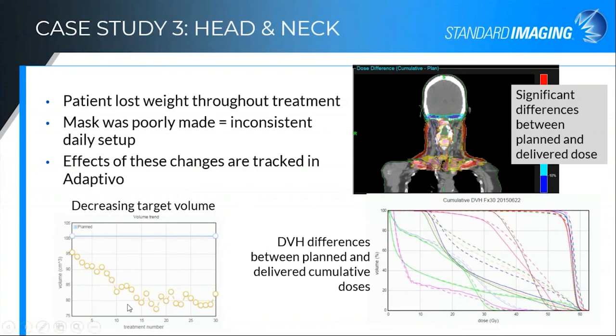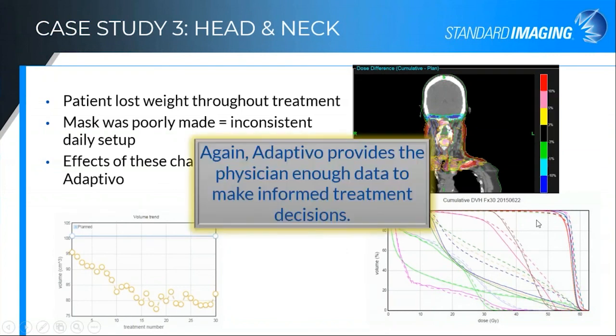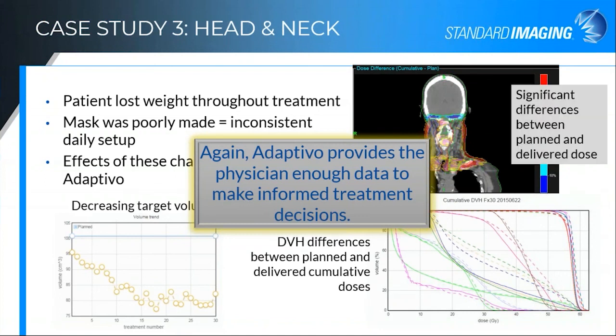We track the volume of the different targets, so you can see decreasing target volume as the patient lost weight. And on the DVH plots for the cumulative doses, you see higher cumulative doses than what was planned for some of these organs at risk, and not quite as good a target coverage up here for the PTV. So again, what we're really trying to do with this is give the physician and the physicist enough data that you can make informed treatment decisions for your patients.